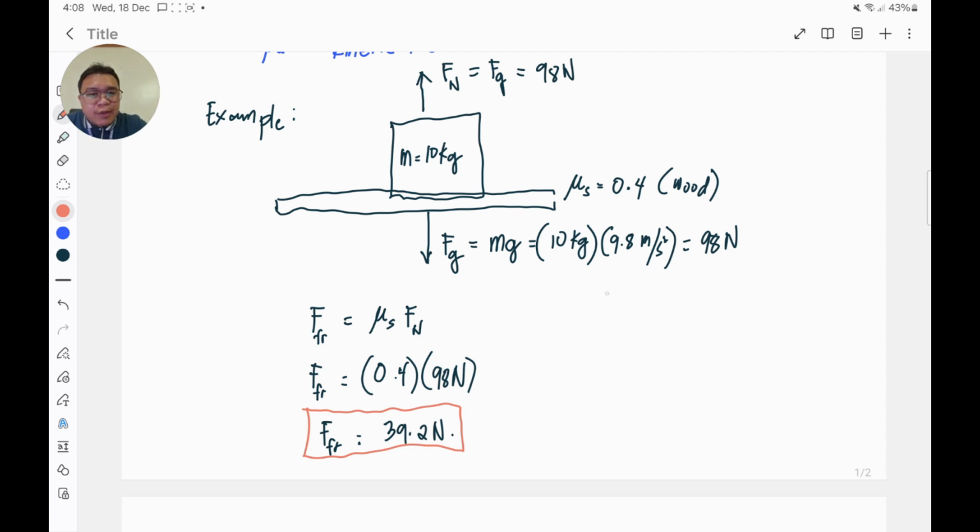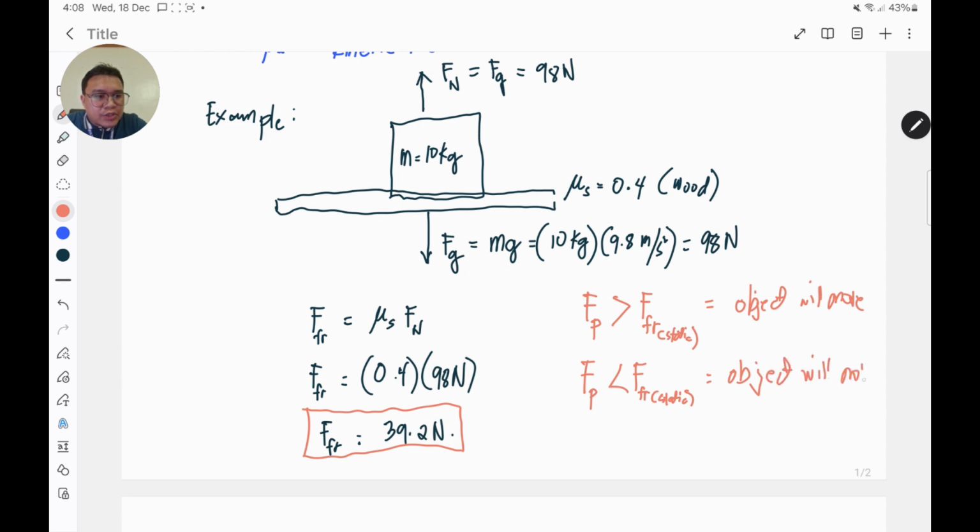So the condition for the box to move is that your force applied, which I will denote as F sub P, should be greater than the frictional force due to your static friction. Let me just denote that one. This is due to the static friction. It must be greater than the static friction, and the object will move. But if the force applied, or your F sub P, is less than the frictional force due to the static friction, then the object will not move.